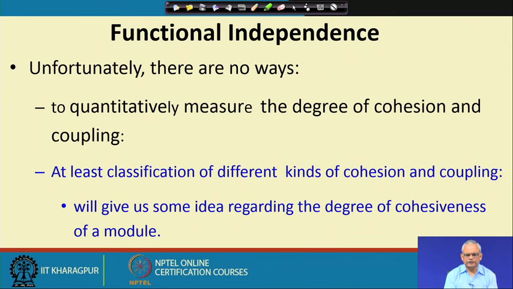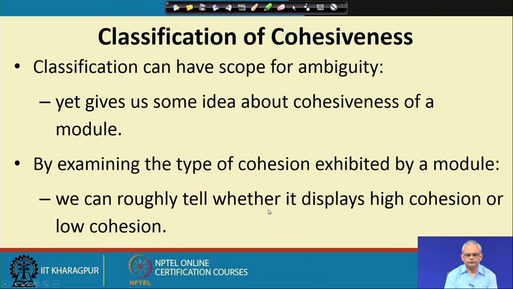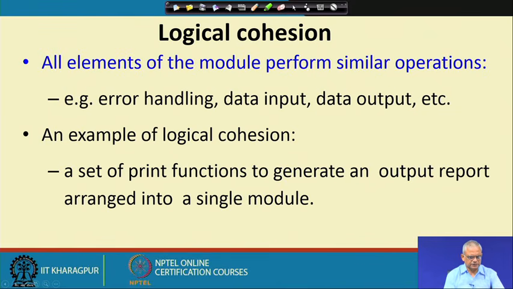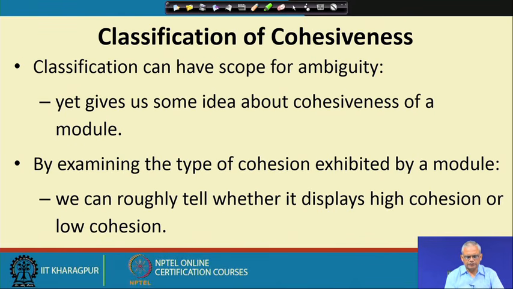We will classify the different types of cohesion and coupling, so that given a design we will try to see which class of cohesion and coupling it has, and based on that we will say whether it is highly cohesive and low coupling, etc. First, let us look at the cohesiveness, and classify the types of cohesion, so that if we look at a design, we will see what sort of cohesion it has. Let us see the different types of cohesion.